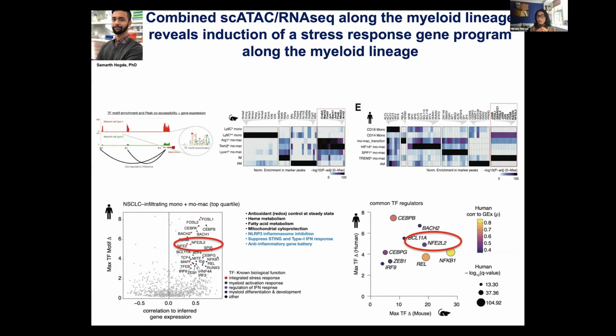So what Samarth wanted to do was identify the epigenetic cues that are leading to this myeloid bias during tumor progression. He purified myeloid cells at different stages of myeloid differentiation, from early myeloid progenitors to circulating monocytes to macrophages in the tumor, and analyzed them using ATAC sequencing, combined single-cell ATAC and RNA sequencing.